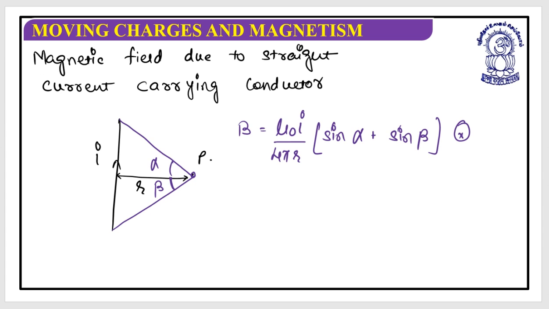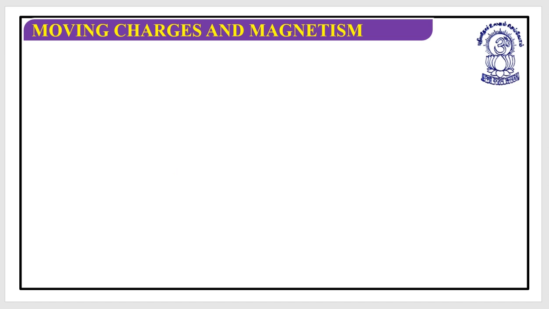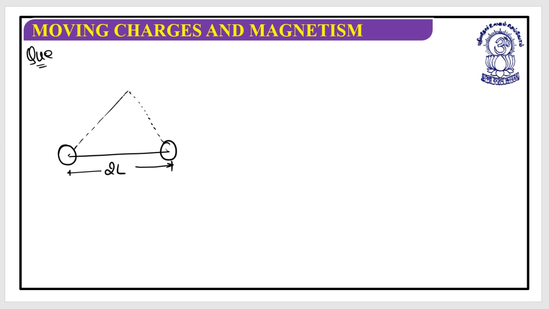Yes, so let's practice this more. Now this is a very logical question. Please have a look at this very carefully. Let's suppose that this is a straight line having length 2L. One conductor is there, another conductor is here, and due to these two conductors, even this is 2L, even this is 2L. Magnetic field at this point P is required. I hope this is clear.